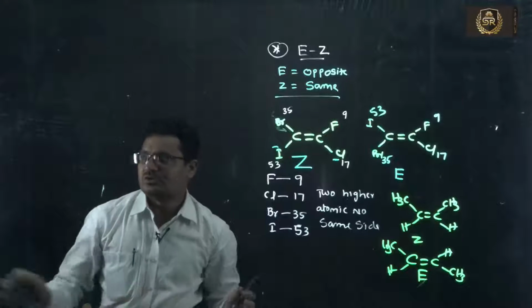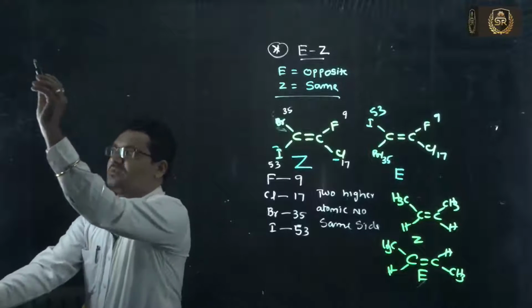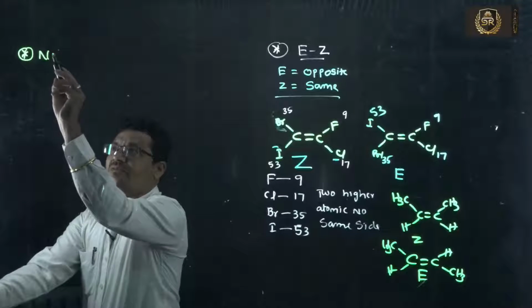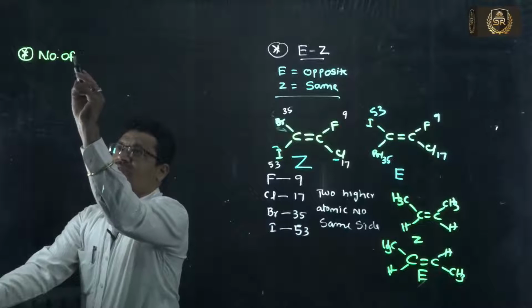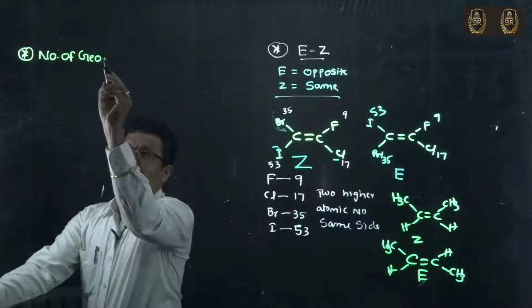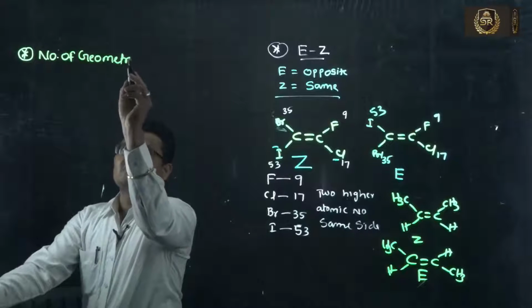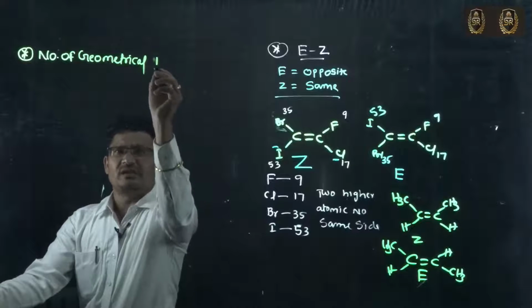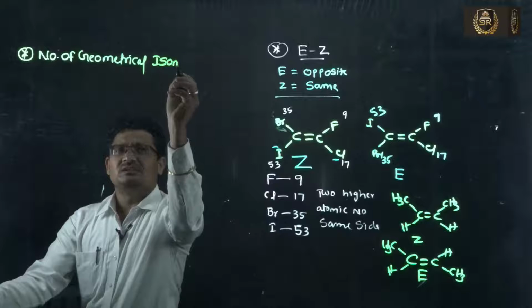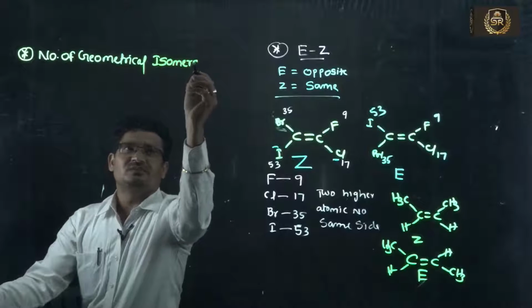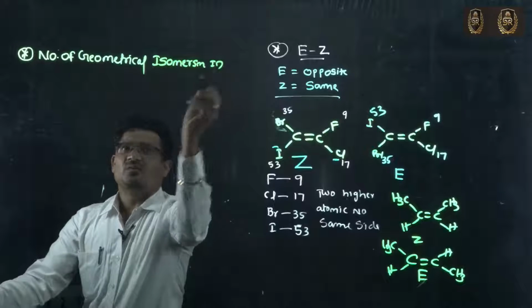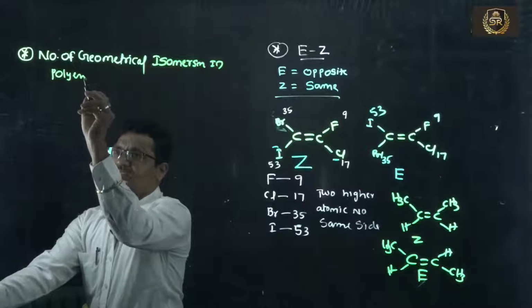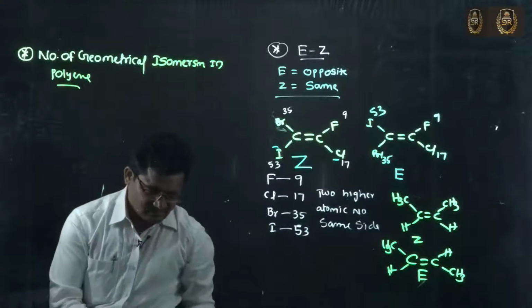Next topic is the number of geometrical isomers in polyenes. So what is the meaning of this?